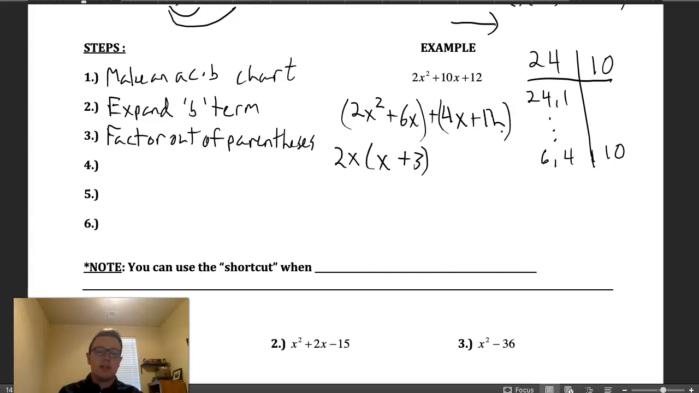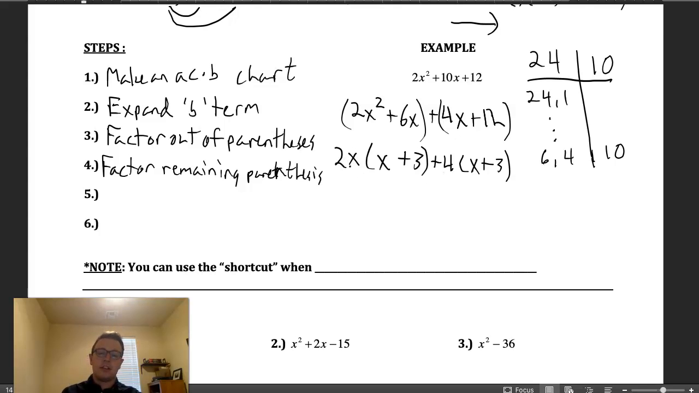For the other parentheses, we have no x's we can factor out. Looks like all we can divide by is 4. So we're going to divide by 4, and we'll be left with x plus 3. Step 4 is going to be factor out the remaining parentheses. In other words, we combine our coefficients for each of these into one answer, 2x plus 4, and we combine our second two, x plus 3, into a second term. Factor those out.